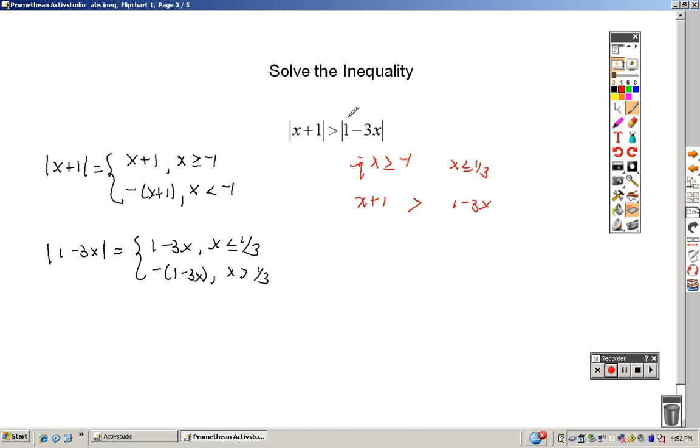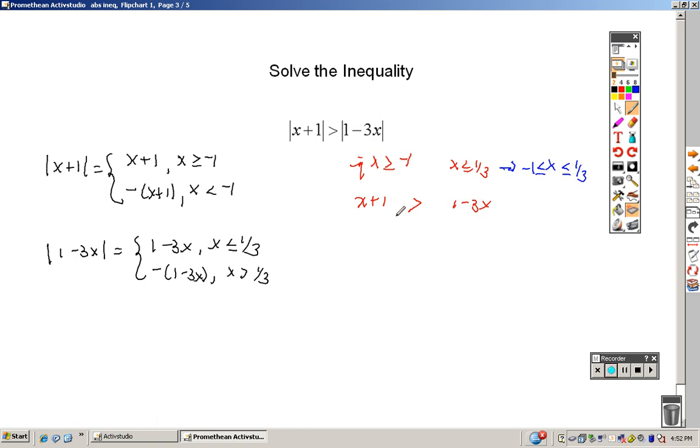I do need to make sure this kind of scenario makes sense. Can I have numbers that are greater than negative 1 and at the same time less than 1/3? The answer is yes. That will mean that my x is really between or equal to negative 1 and 1/3. So when I solve this problem, I got to get numbers between negative 1 and 1/3. If I don't, I have to throw it out.